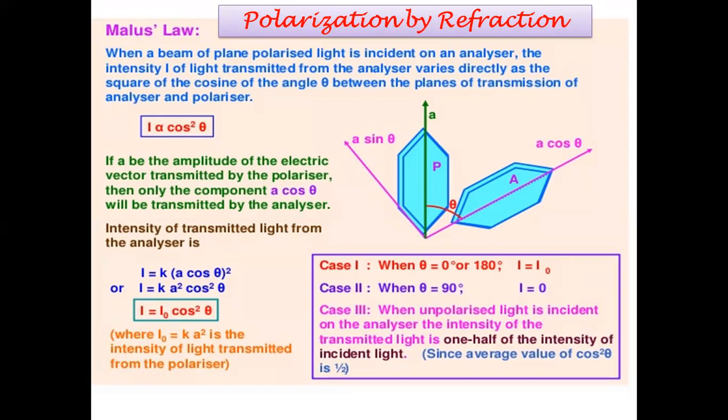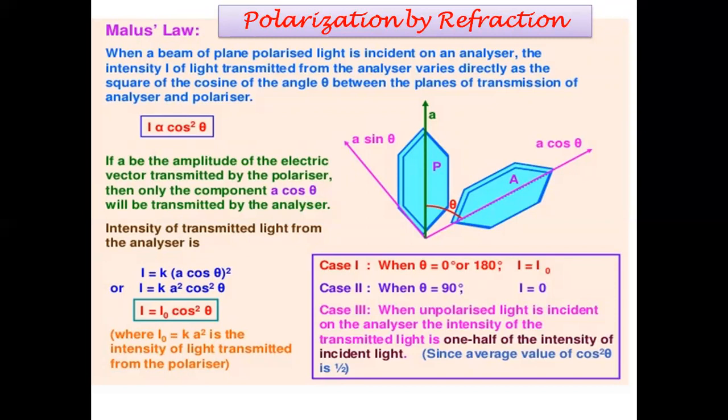Now let A be the amplitude of the plane polarized light and theta the angle between the plane of transmission of the analyzer and the polarizer. The amplitude A of the plane polarized light emerging from the polarizer may be resolved into two components. One is A cos theta, which is along the plane of transmission. Another is A sin theta, which is perpendicular to the plane of transmission.